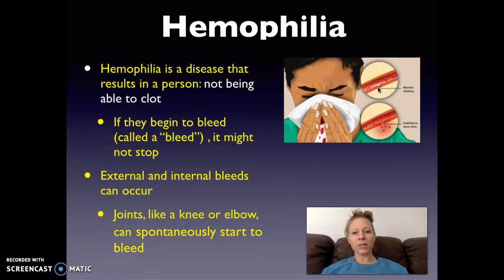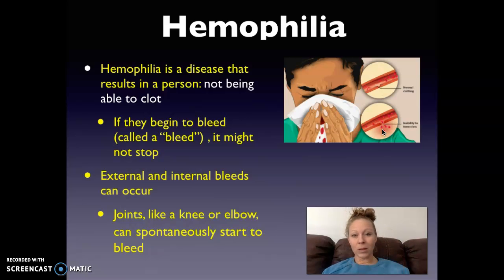And if you are a person that has hemophilia, or if you have a mutation on the gene that codes for clotting factor, then you're not going to be able to produce a clot. And so you're going to bleed out. These are called bleeds, and they're very difficult to stop. Oftentimes people have to go to the hospital. You can have internal bleeds or you can have an external bleed.